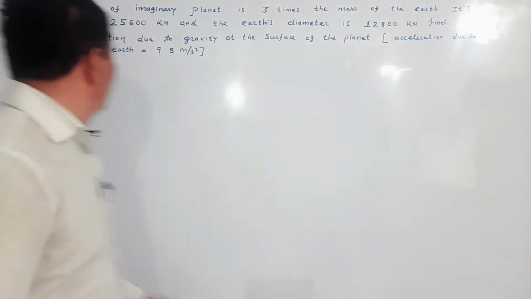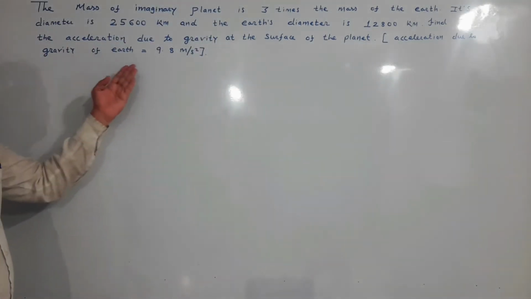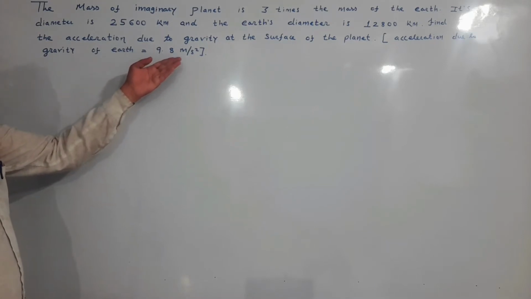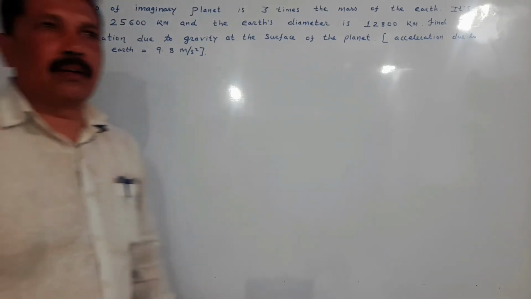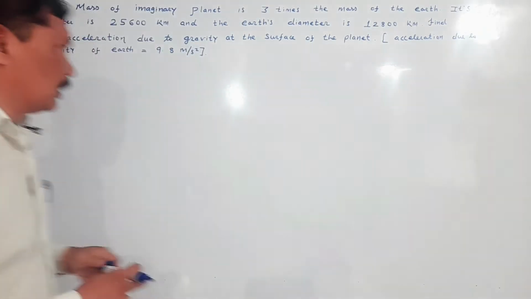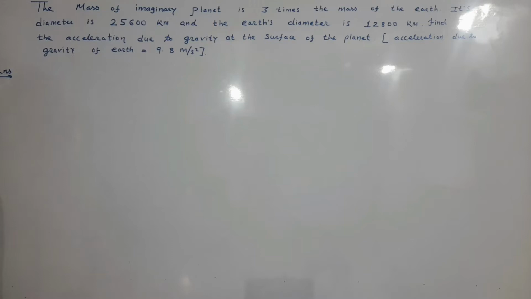Acceleration due to gravity of earth is given to us and it is 9.8 meter per second square. My dear student, let's try to solve the problem. Let's put all the information which is given in the problem.